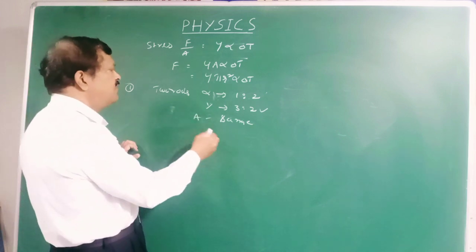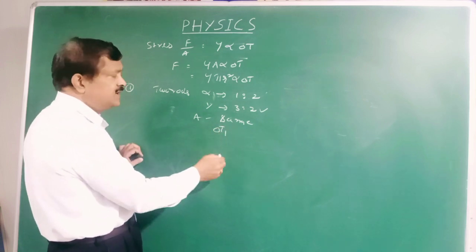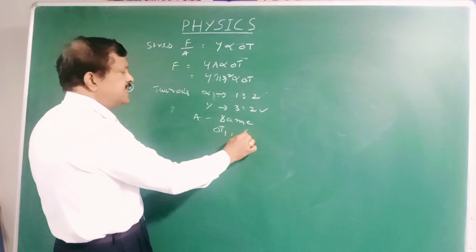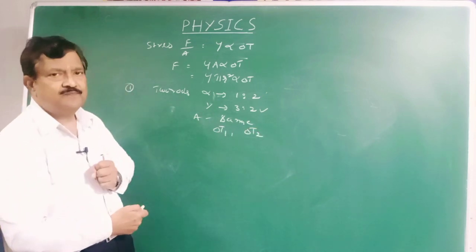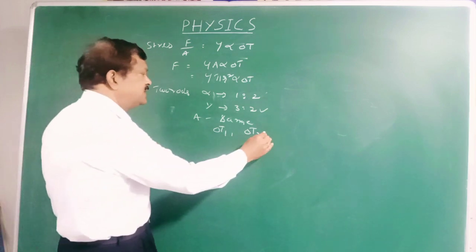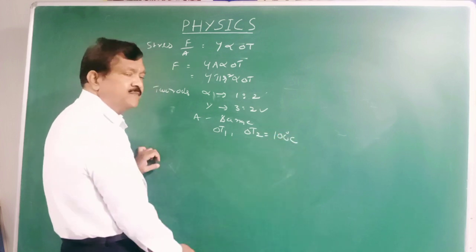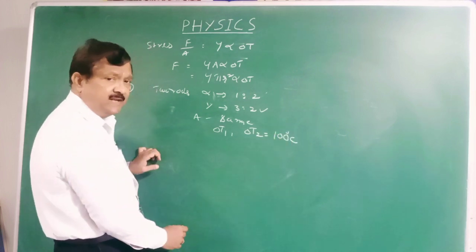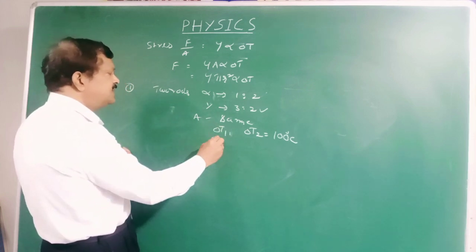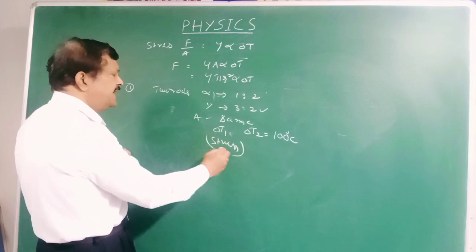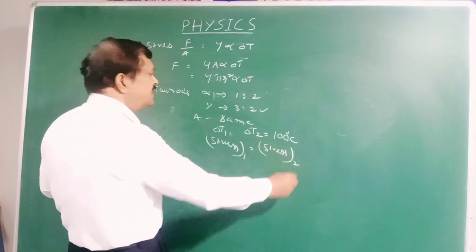Now for the first rod, delta T1 is the change in temperature. For the second rod, delta T2 is the change in temperature. Delta T2 is given as 100 degrees centigrade. Now I want the value of delta T1 such that stress produced in the first rod is equal to the stress produced in the second rod.